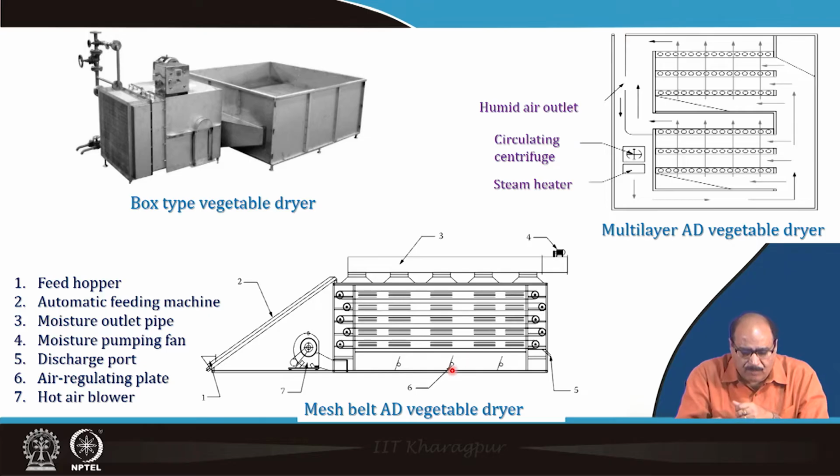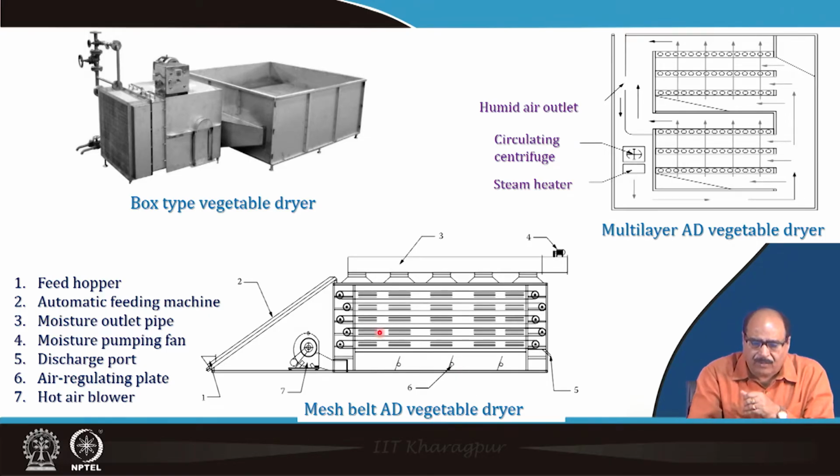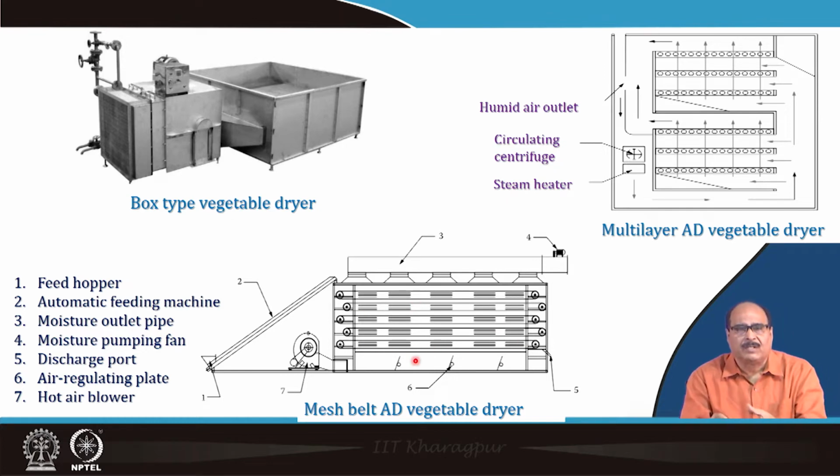This and the mesh belt air dried vegetable dryer, AD vegetable dryer, where it is the conveyor belt. So in this conveyor belt the principle is again the same, that the material through this hopper is conveyed into this dryer and then it moves. And where it comes in contact with hot air and the moisture leaves the surface, and finally the dried product is delivered on the other end of the equipment.